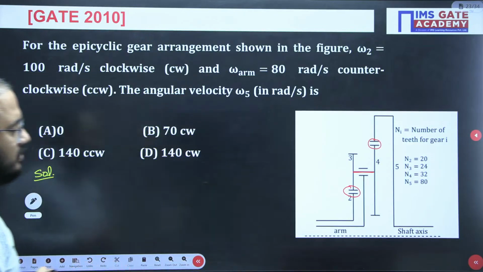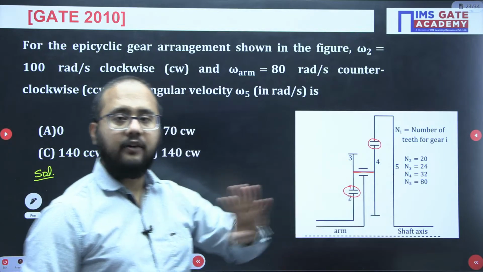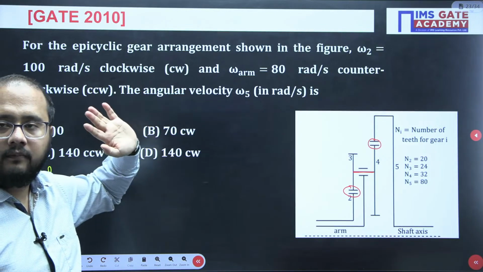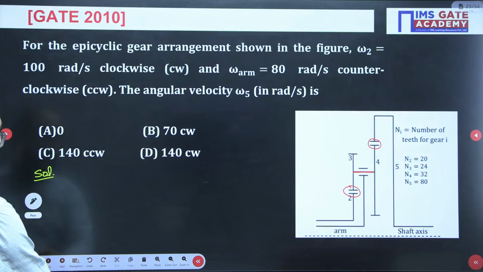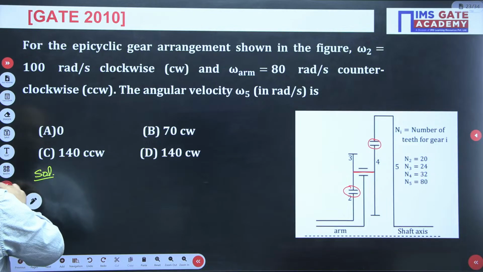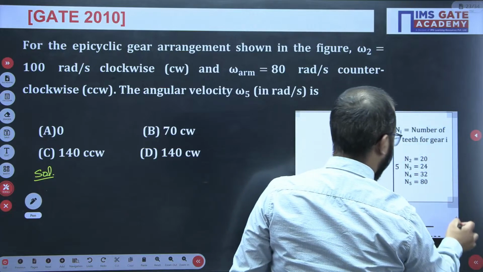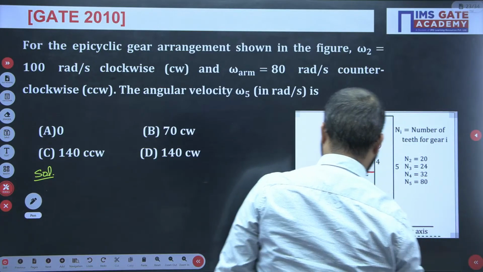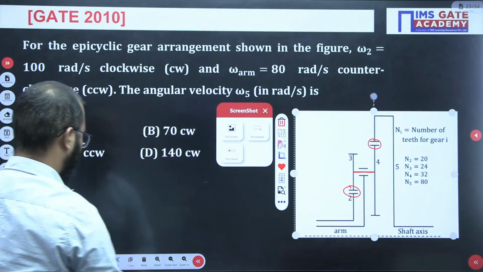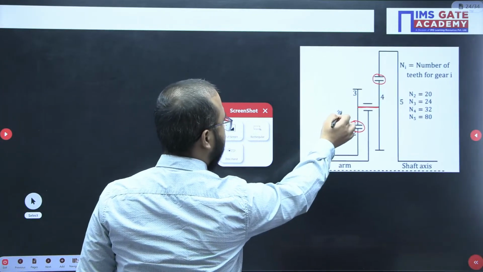Now coming back to the question, guys, they are asking the angular velocity omega 5 of the internal gear. Omega arm they have given and omega 2 they have given. Now let us solve this question. We'll take this image to the next page. So we'll place it here.